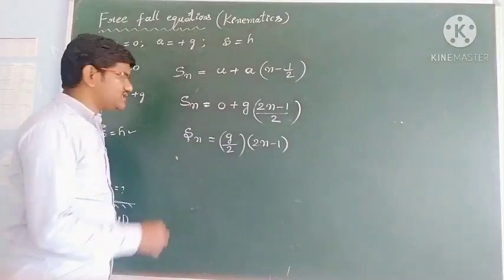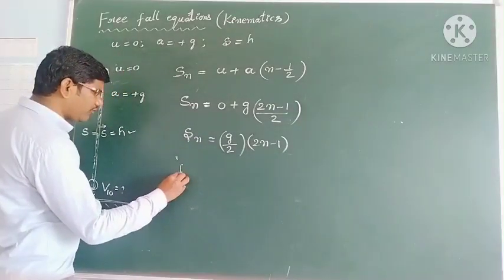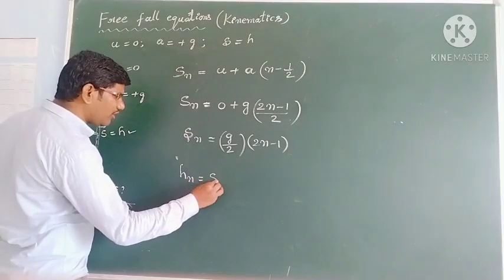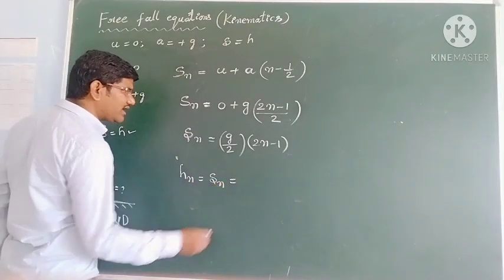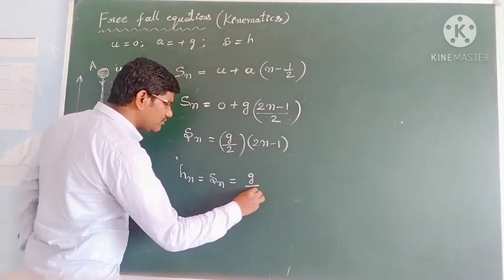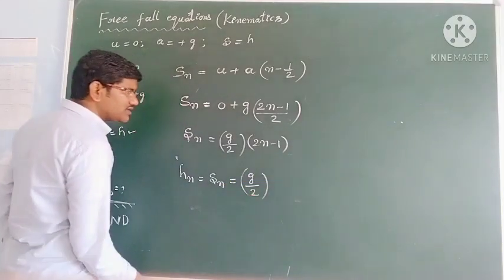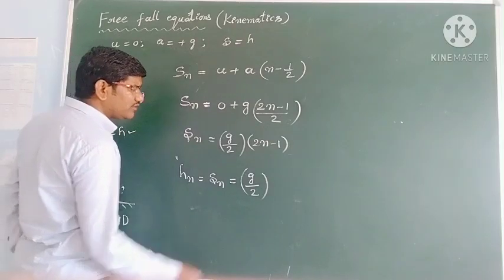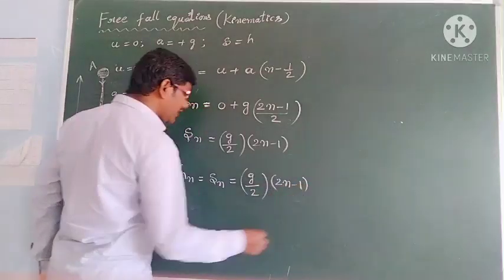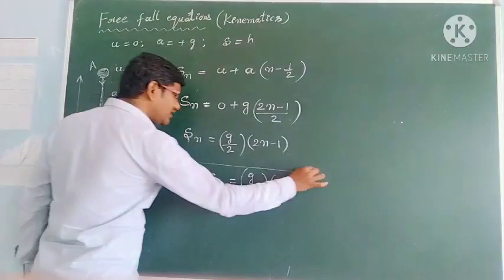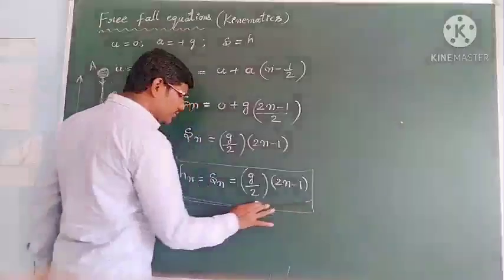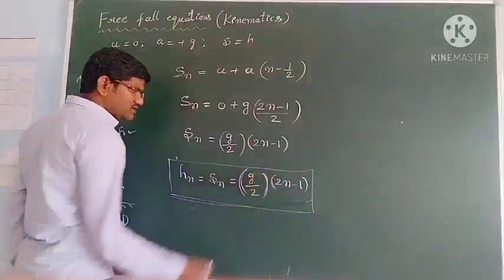This is the height fallen in the nth second, or the distance fallen in the nth second. Hn or Sn is equal to g by 2 into 2n minus 1. You can write it. So this is called Hn or Sn. Like this we have written.